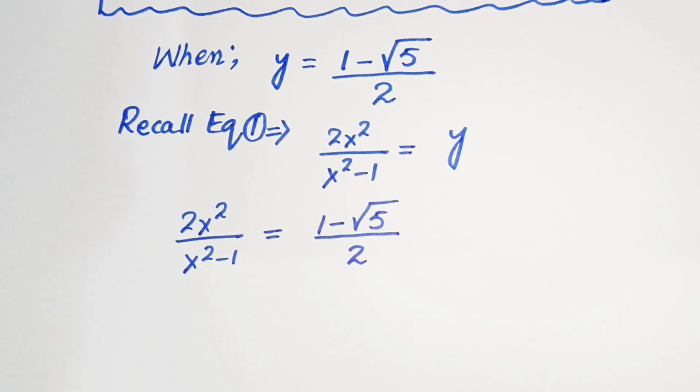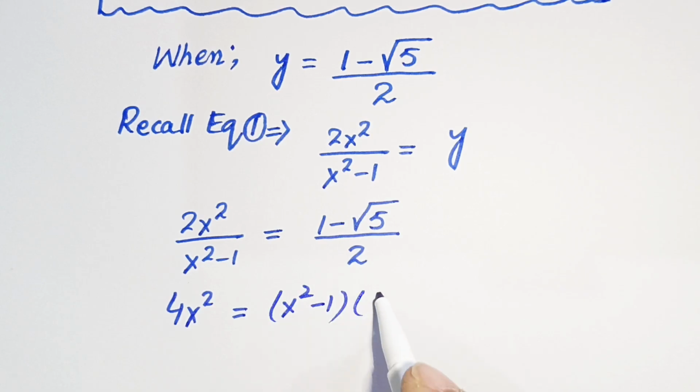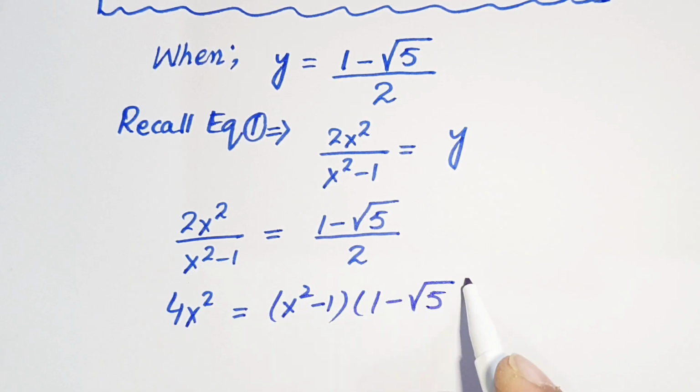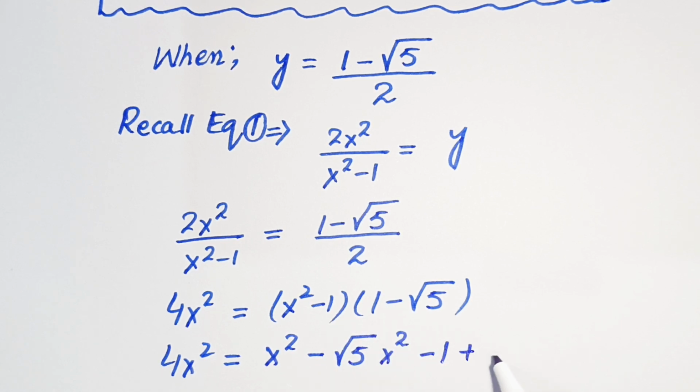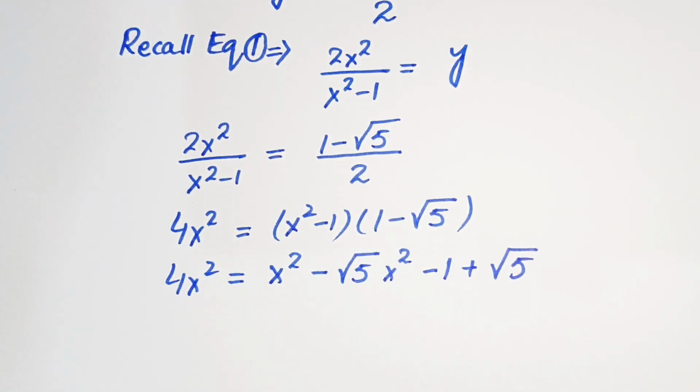So now by cross multiplication we get 4x squared is equal to (x squared minus 1) times (1 minus square root of 5). So now 4x squared is equal to x squared times 1 is x squared, and minus square root of 5 times x squared, and minus 1 plus square root of 5. So here that is 4x squared.